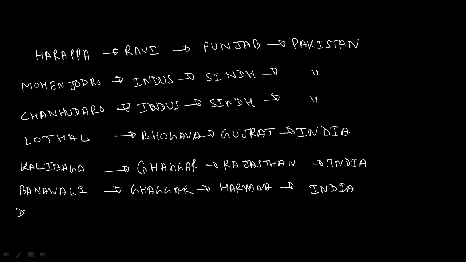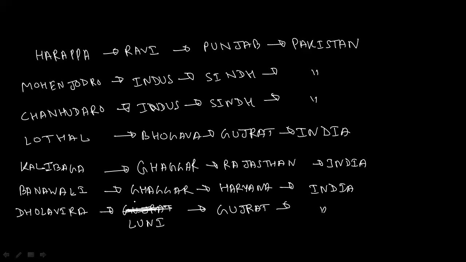Next one is Dholavira. It was situated on the bank of the river Luni, in Gujarat state, India. So these are some important sites of the Harappan civilization.